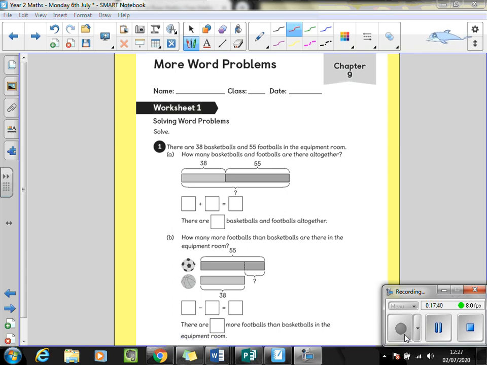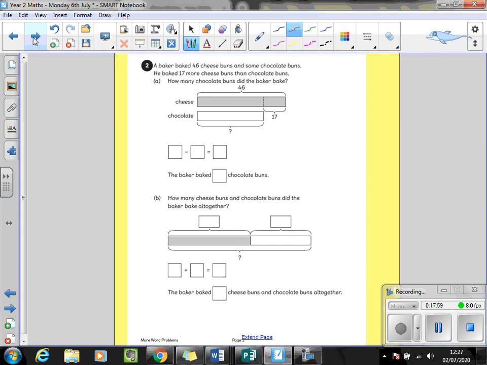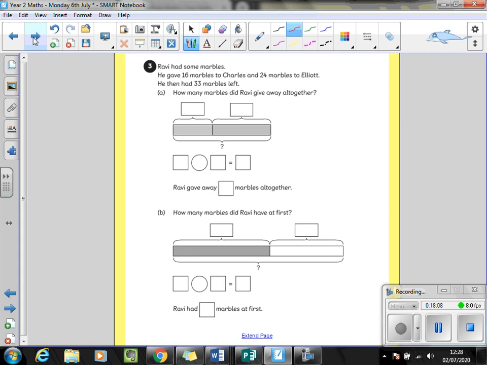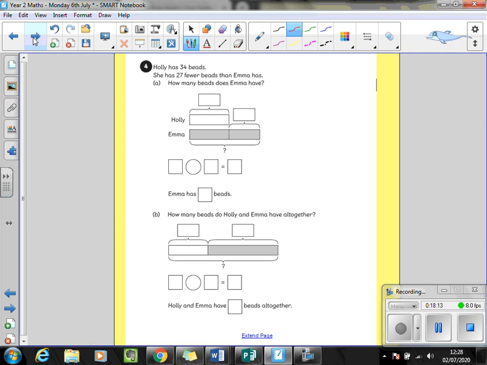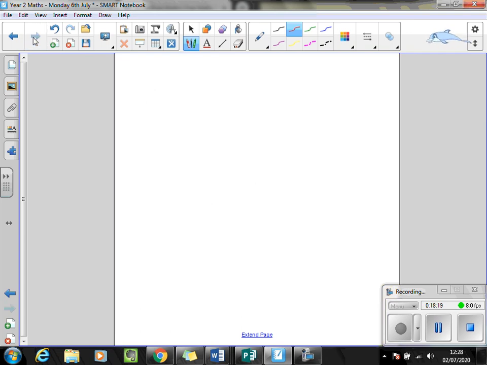Question 1 does help you break down the different steps you need to take, but as you go further on, it does get trickier, okay? Don't give up. Try and try again. Try a different strategy if you're not sure. So here's question 1. And question 2. And question 3. And question 4. You'll notice this is harder because you have to work out if you're adding or subtracting.